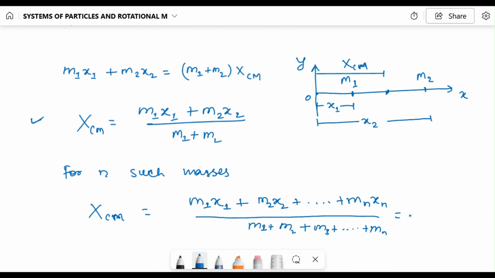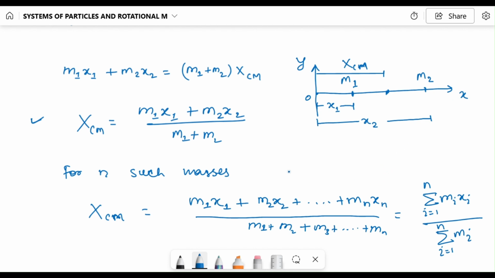And if we write it in a short way, using summations, i equals 1 to n, mi xi, whole divided by the summation i equals 1 to n, mi. This is for one dimension only, if these masses are along a single line.